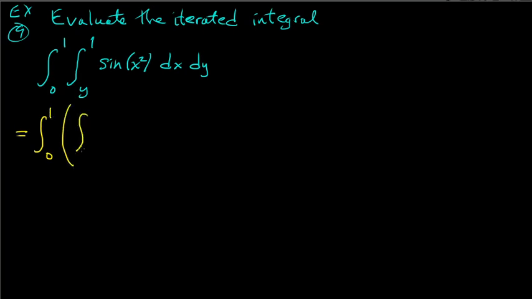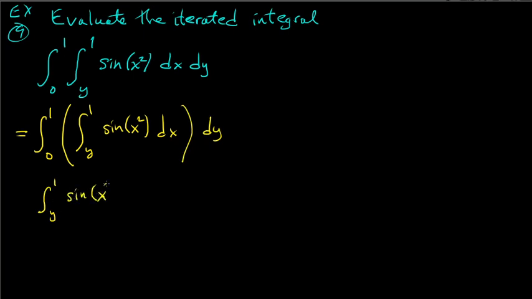The idea is just to evaluate the inside integral first, one at a time. Let's do the inside integral, and then we'll worry about the dy. So, can we integrate from y to 1? The integrand is the sine of x squared, dx. So what is that?